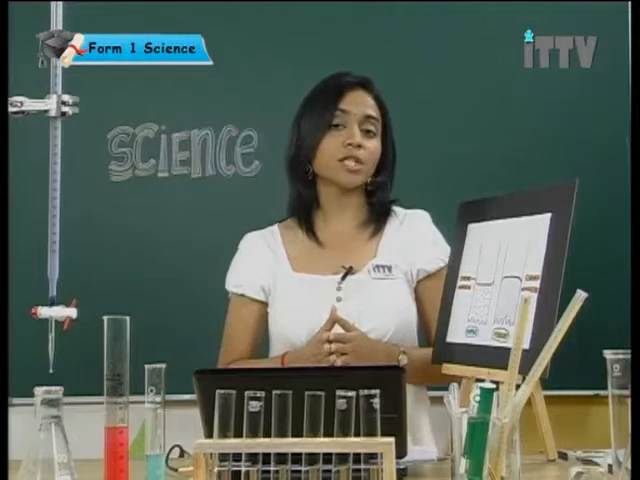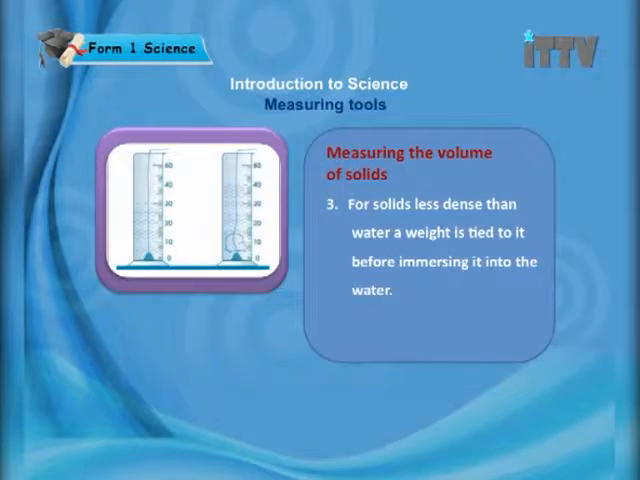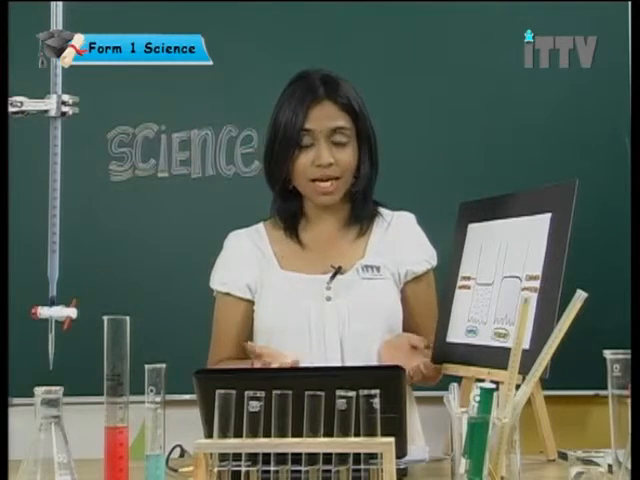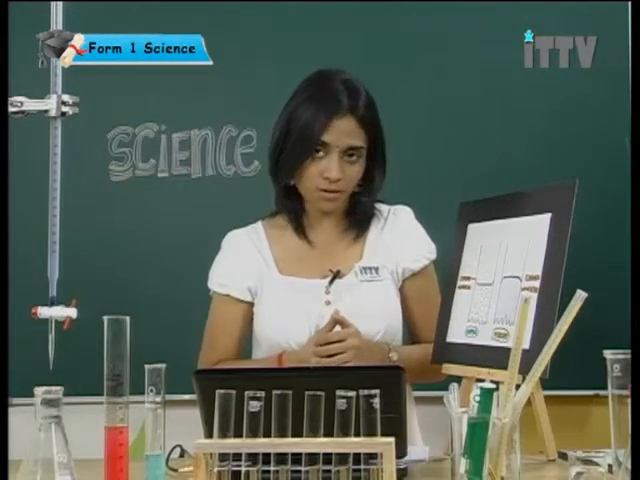Then take the difference between the first reading and the second reading. For solids less dense than water, a weight is tied to it before immersing it into the water. Now can you name me a type of solid which is less dense than water? Take a cork for an example. It is less dense than water. This is how you actually measure the volume of a cork.